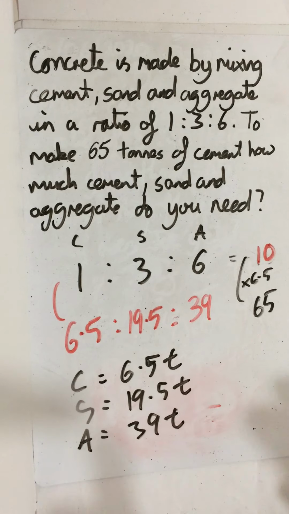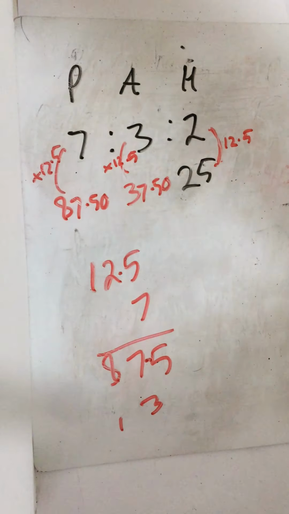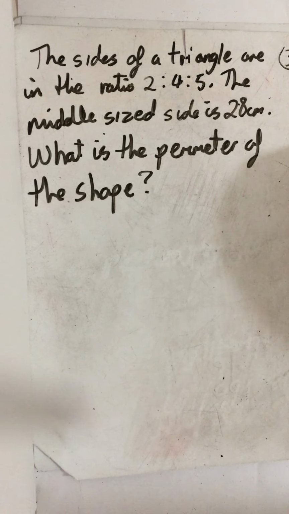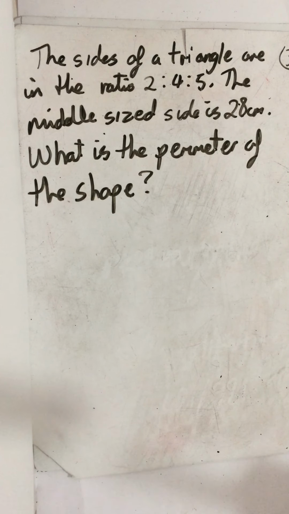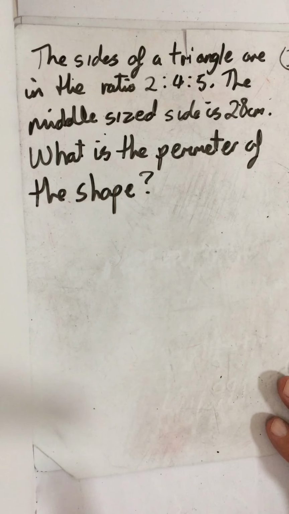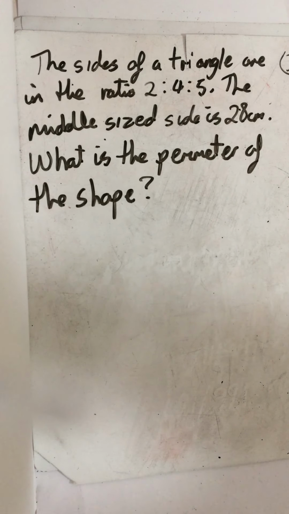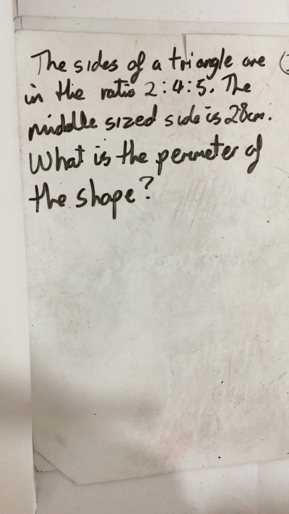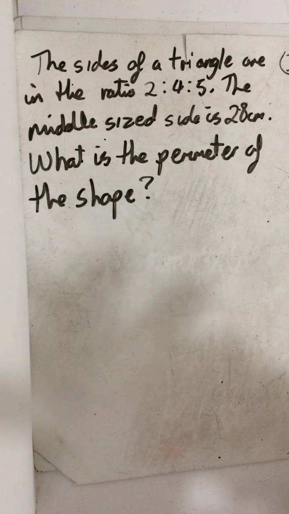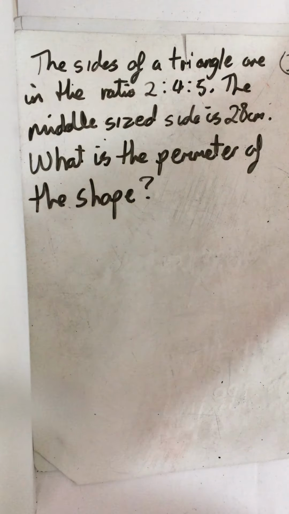Okay, right, last practice one we're going to do here, and then we'll be doing your own work. So can you have a go at this one, please? The sides of a triangle are in the ratio of 2 to 4 to 5. The middle sized side is 28 centimeters. What is the perimeter of the shape? Pause the video while you do that, please, and then we'll go through it when you're done.